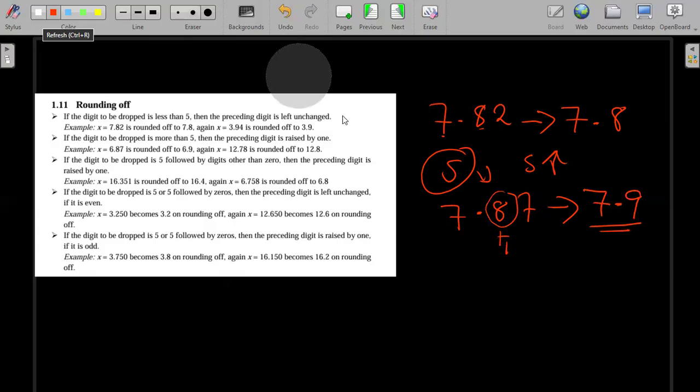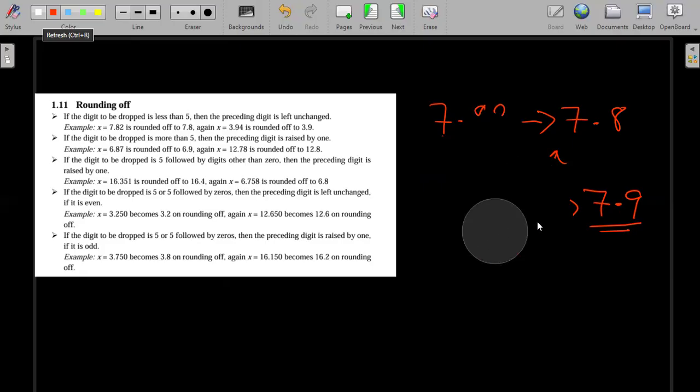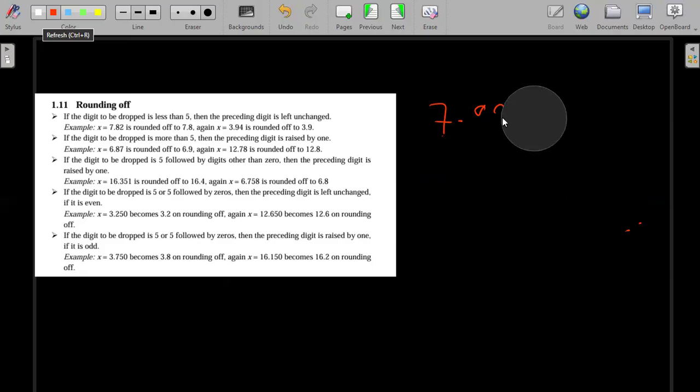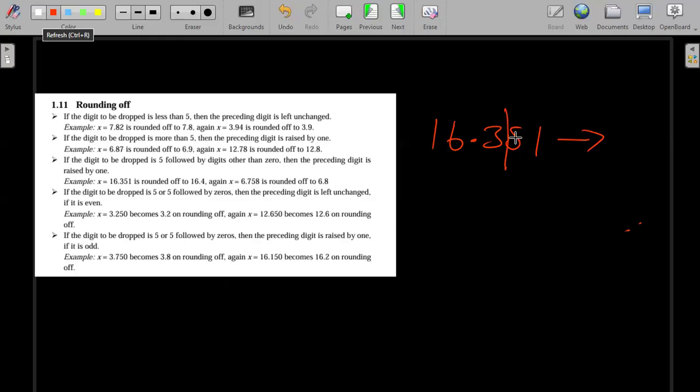Now here comes an issue. What if the next number is 5? Let's say you have a number like this one and you want to write it to three significant figures, so you have to end here. Now the number next to the 3 is a 5. You have to go back to issues to do with even numbers and odd numbers. I hope people still remember what an even number is and what an odd number is.